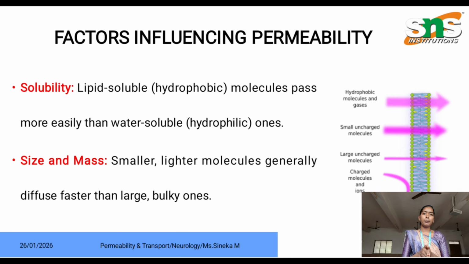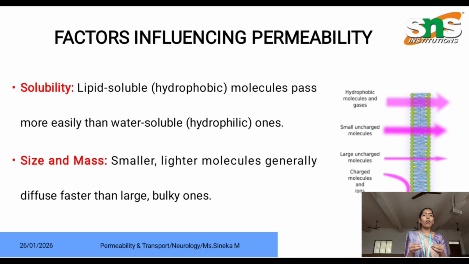Factors influencing permeability. There are certain factors that affect permeability. The first one is solubility. Lipid soluble molecules pass more easily than water soluble molecules. Lipid soluble molecules are also called hydrophobic molecules. Water soluble molecules are called hydrophilic molecules. So the lipid soluble molecules can easily move into the cell.